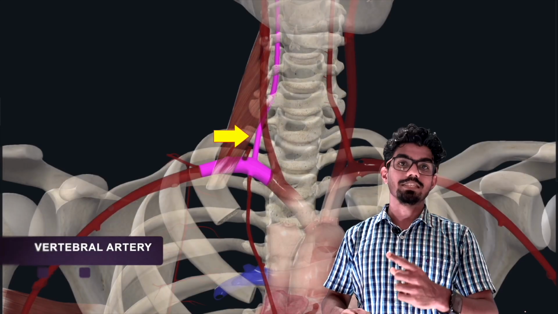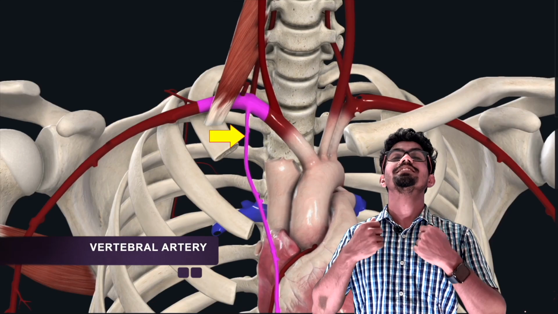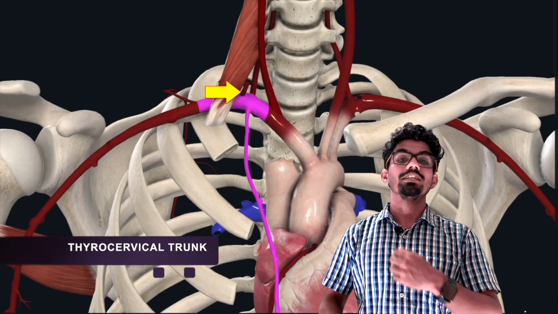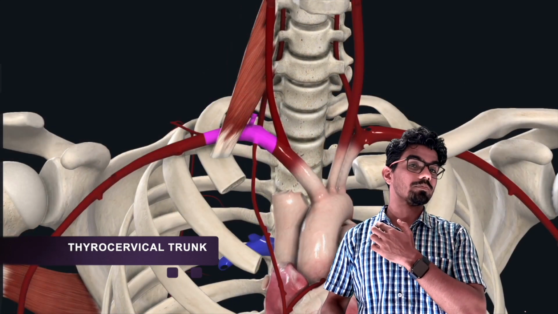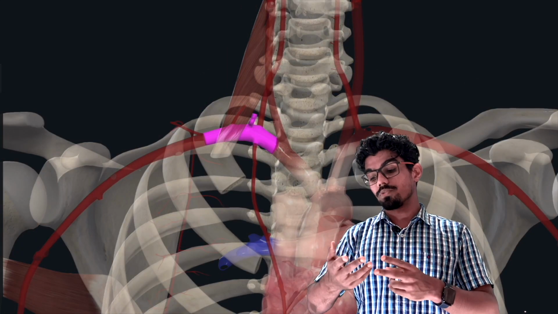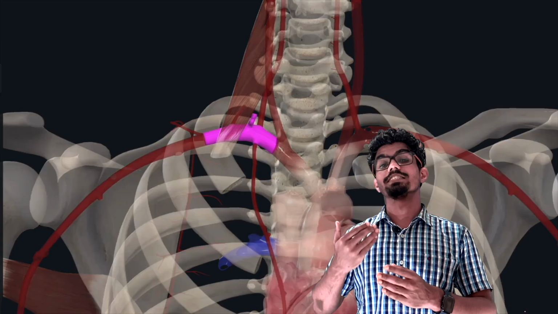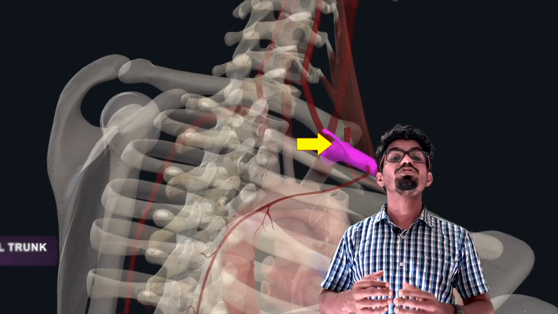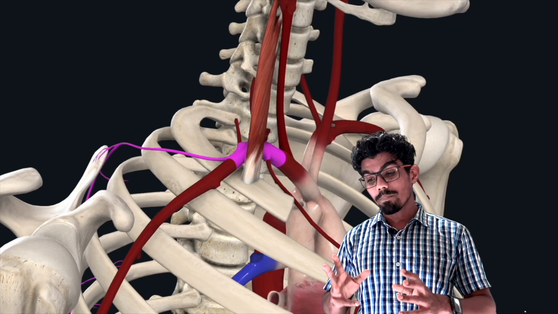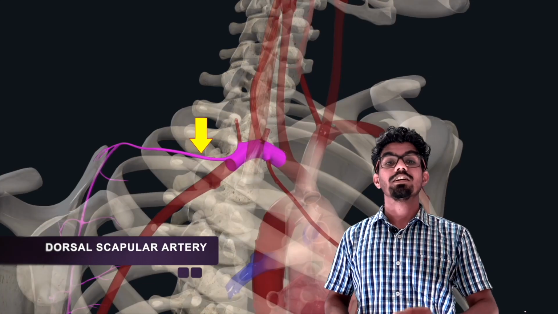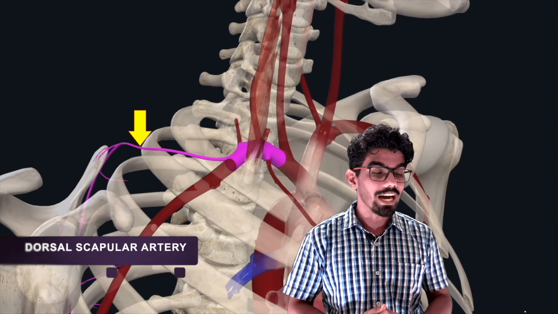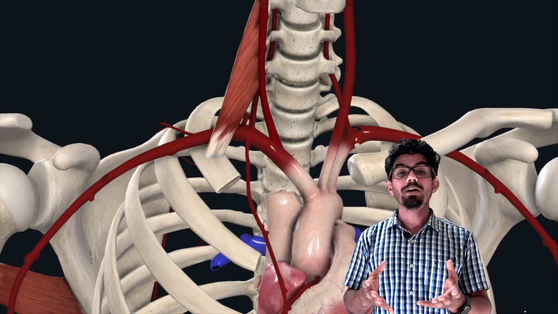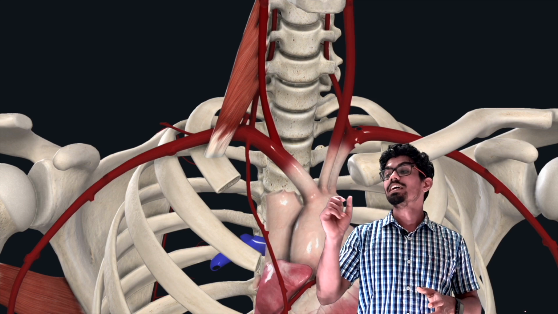The first one is the vertebral artery. Second one is the internal thoracic artery, and the third one is the thyrocervical trunk. Okay. Now the second part, which lies just behind the scalenus anterior muscle, gives a single branch called the costocervical trunk, and the third part gives only a single branch called the dorsal scapular artery. Clear? So these branches of the subclavian artery can be remembered by the mnemonic vitamin C and D.